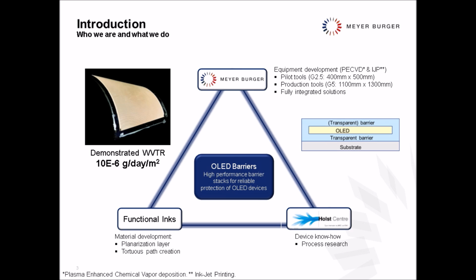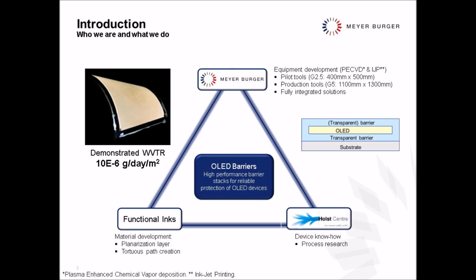What better introduction than by starting to say who we are and what we do. We are Meyer Netherlands. We are an equipment manufacturer, and we have specialty in PECVD and inkjet printing. We can create pilot tools with dimension up to Generation 2.5 and production tools with dimension up to Gen 5. These are then proposed as a fully integrated solution between PECVD, inkjet printing, and automation.